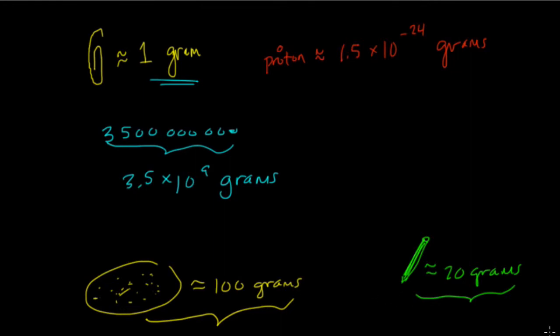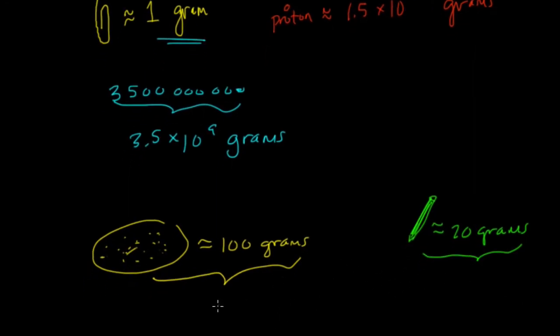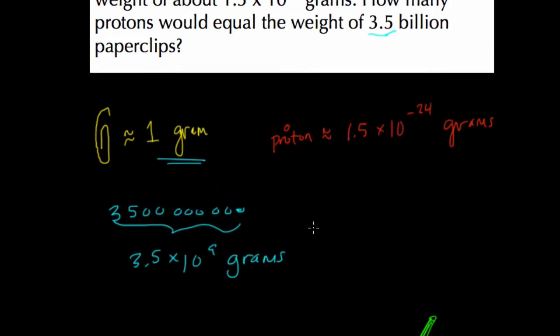But think about the calculation here. You're really dividing. The larger amount, 100, divided by 20, gives you 5. It tells you that you need 5 of these booger sticks to equal this cookie. So the key operation here is division, and that will tell us how many protons go into this many grams. Let's set it up.